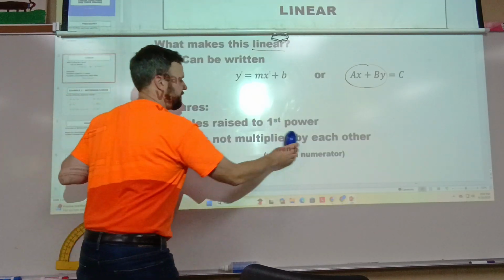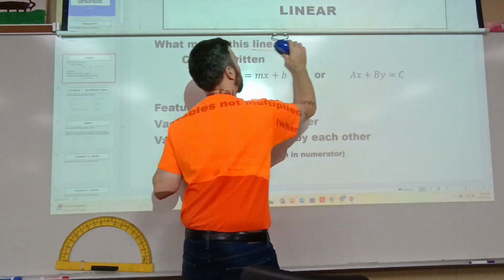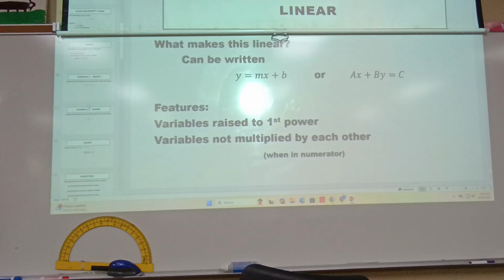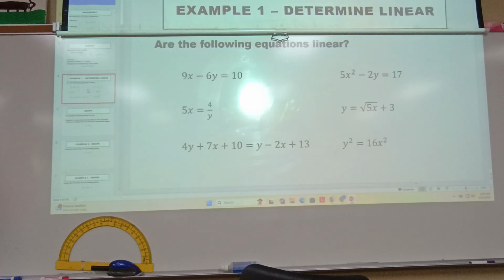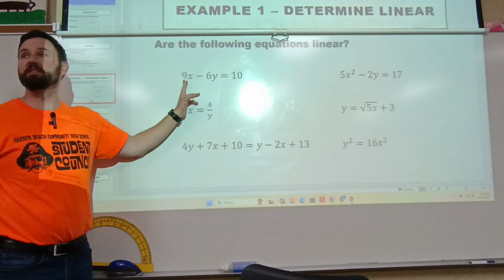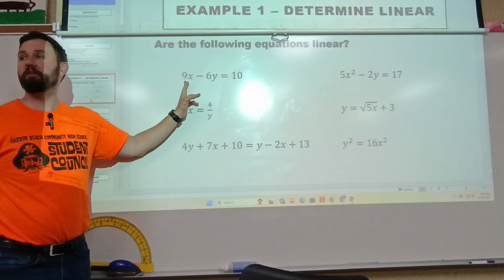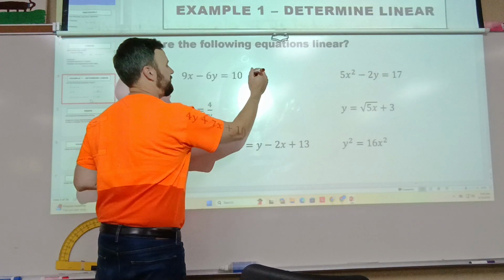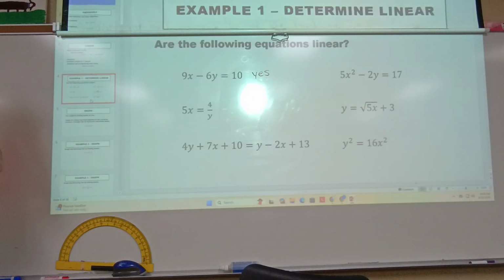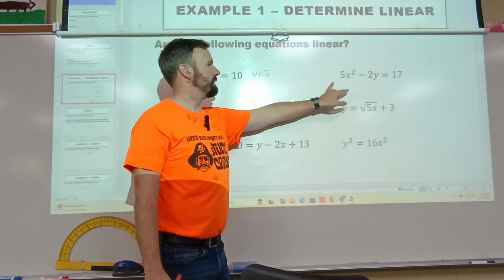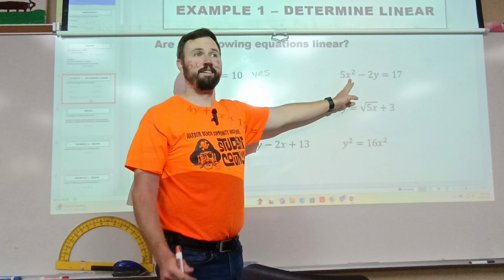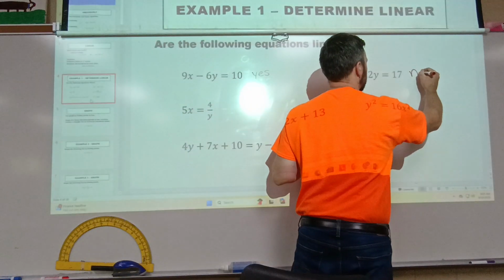So that'll be the first thing you see when you go about trying this stuff: is it linear or not linear? So let's do an example. Is this linear? Do I have an x and a y? Are they both to the first power? So that's a yes. I have an x and a y. Uh-oh, what power is my x? 2. So that is no.